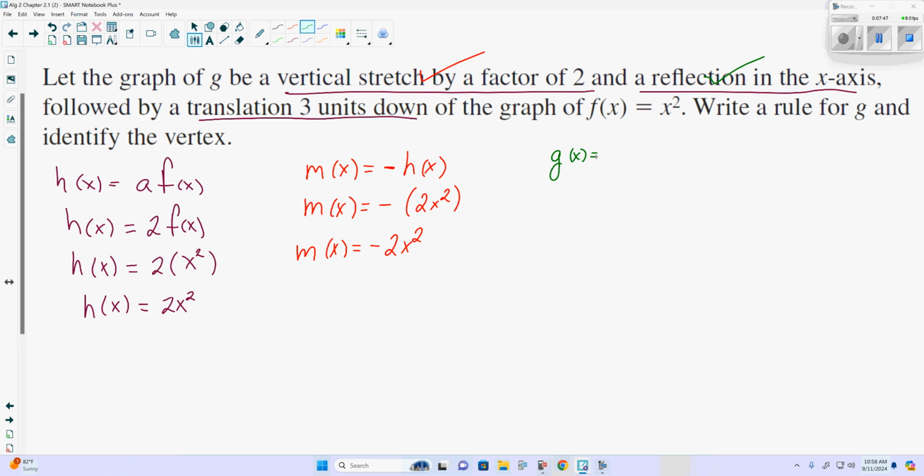Followed by translation of 3 units down. So our 3 units down would normally be f of x plus k. But instead of applying it to f of x, we're now applying it to m of x. So just m of x plus k. And k is the amount that we move the function up or down. Here we're moving it down 3, so k is 3, but it wouldn't be positive, it would be negative because we're moving it down. And what's m of x? Negative 2x squared.